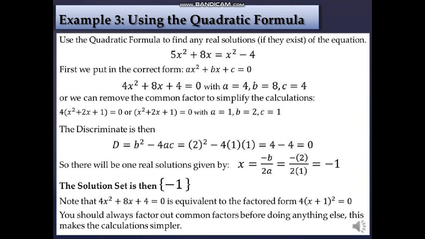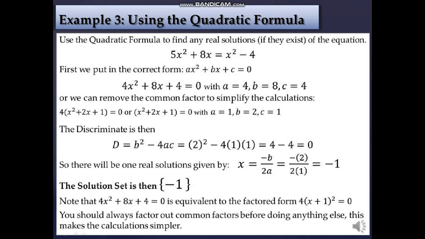Example number 3. Using the quadratic formula. Use the quadratic formula to find any real solutions if they exist of the equation. First of all, we will convert this equation to the standard form. This is the standard form ax square plus bx plus c equals 0. Then a equals 4, b equals 8, c equals 4. By using these values we will find the discriminant of this equation, and after that we put this discriminant in the quadratic formula. Only one real solution, that is minus 1.